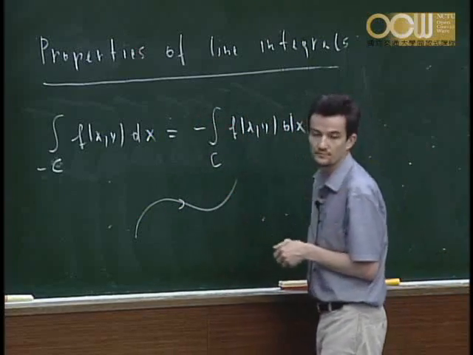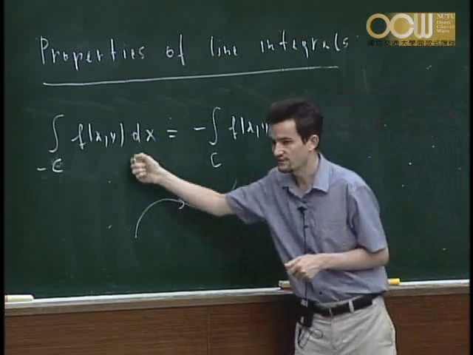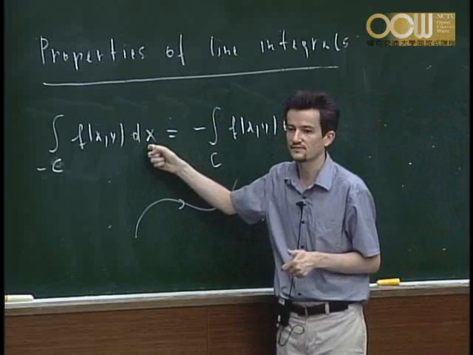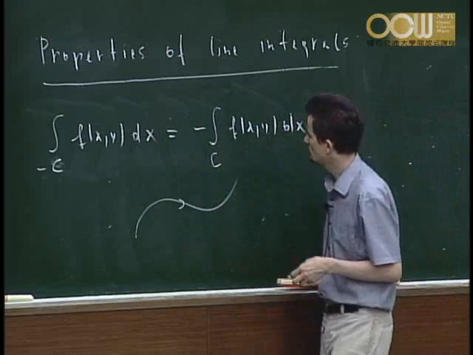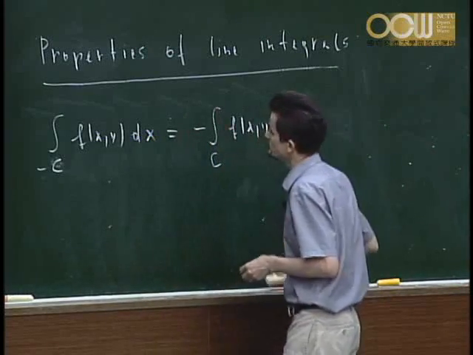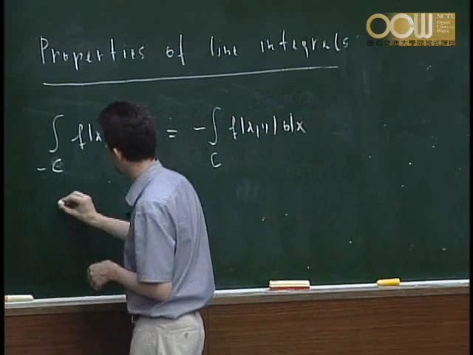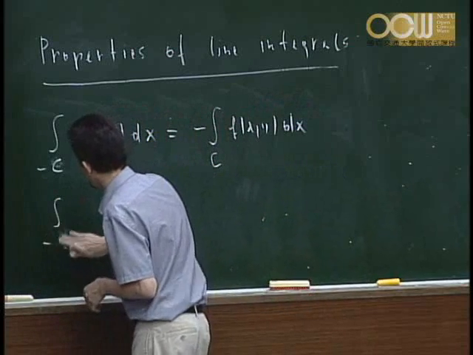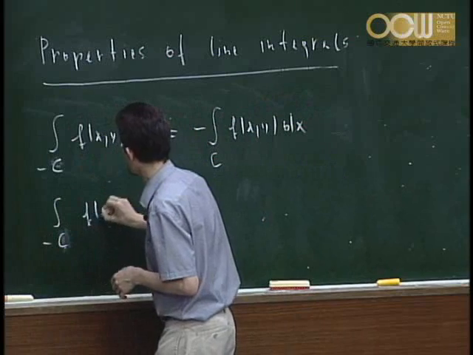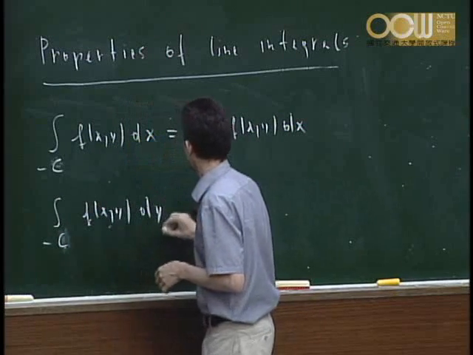You will have a minus here, because in the definition you multiply with the delta x, but this will reverse. Okay, so you have this property, and you have the same if you have the line integral with respect to y.